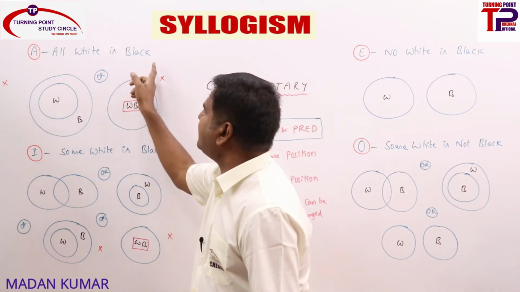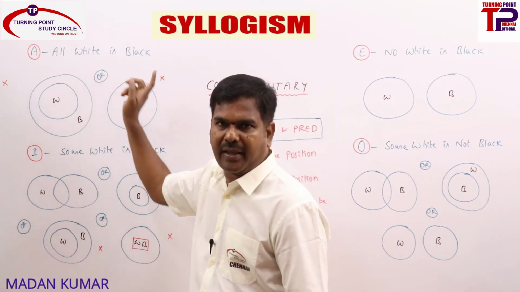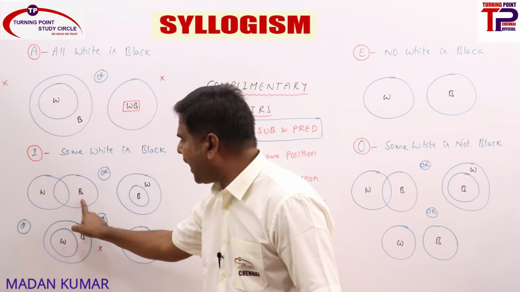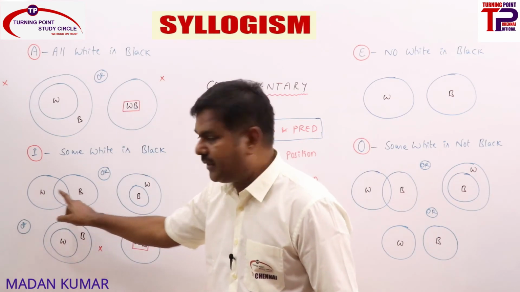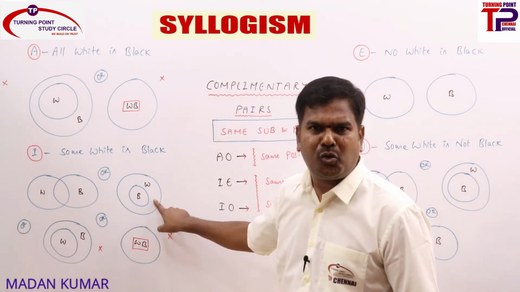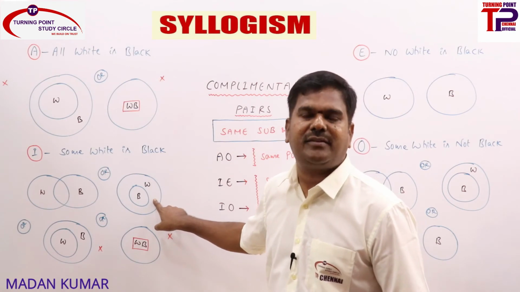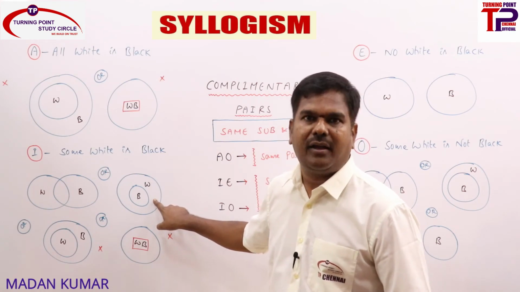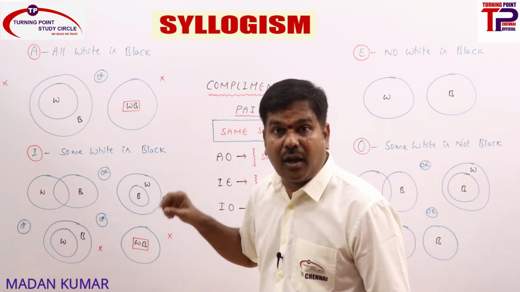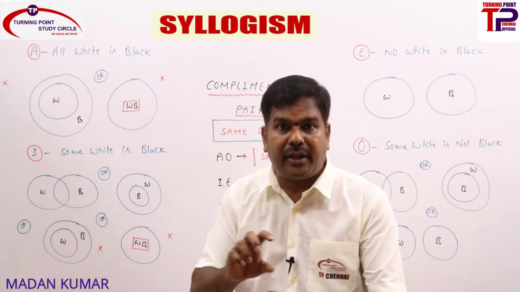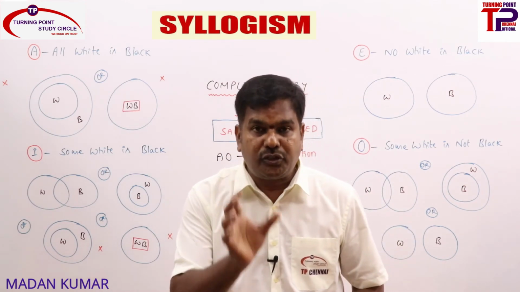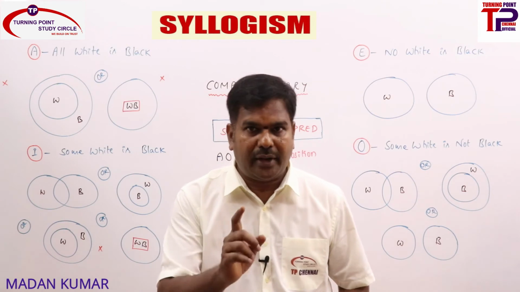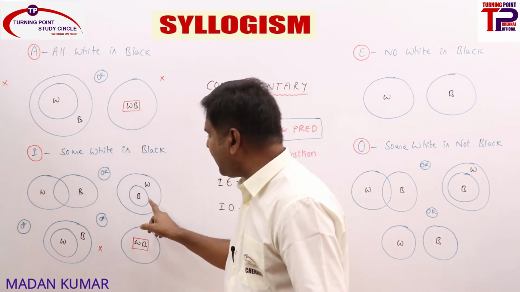What is O reverse, ma? Some black is not white, right? So see here, some black is not white. Is it true? Yes. Some black is not white. Is it true? No, right? If it fails in any one of the diagrams, gone. So that is the reason AO pair is not a complementary pair if subject and predicate are interchanged. So positioning also must be same. Are you getting, ma? If you take O reverse, it fails.